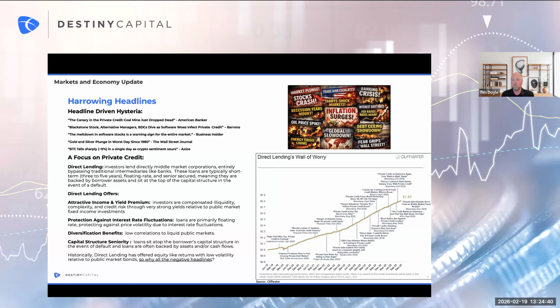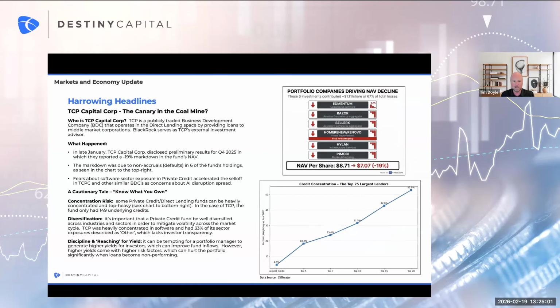So really, why all the negative headlines? Well, I have a chart to the bottom right there that shows the direct lending wall of worry. Headlines have been nothing new for private credit or for direct lending specifically. There's always something that is fluctuating or flowing through the headlines that news media outlets and social media will focus on, and that's just something that private credit has dealt with and overcome over time as returns continue to stack up year over year over year.